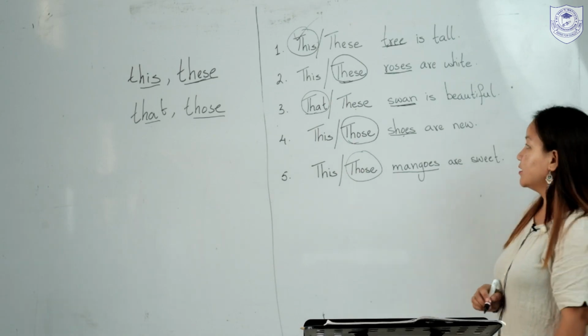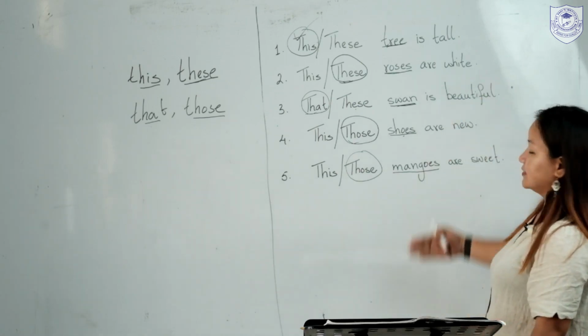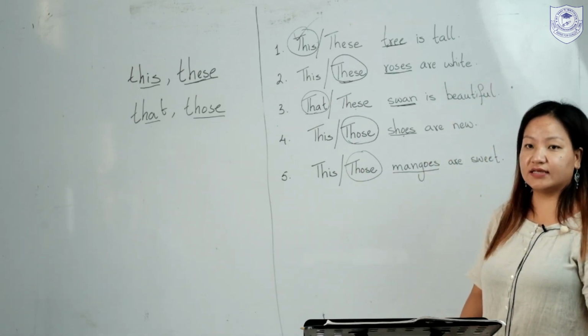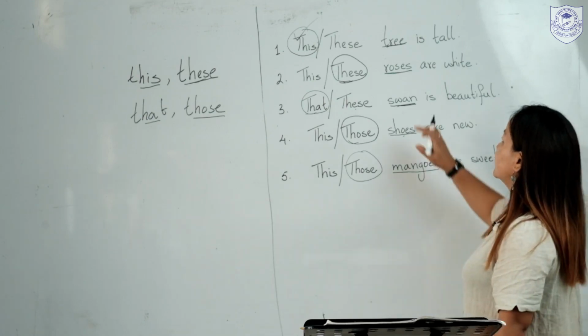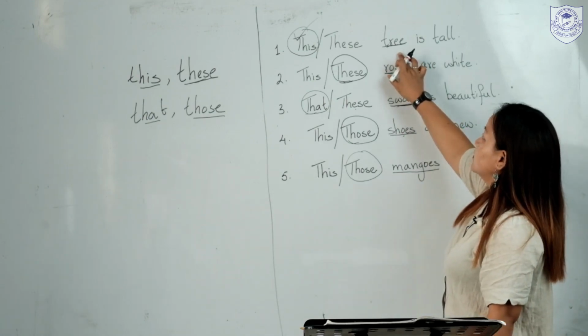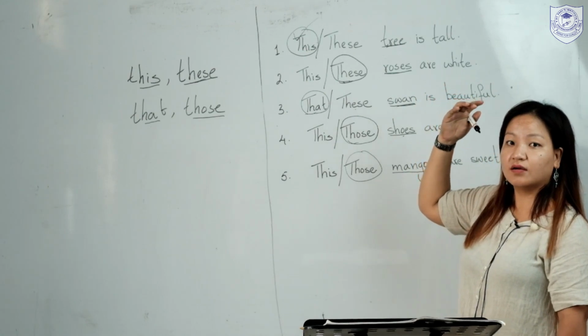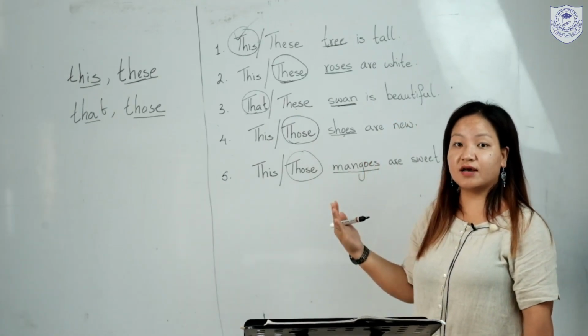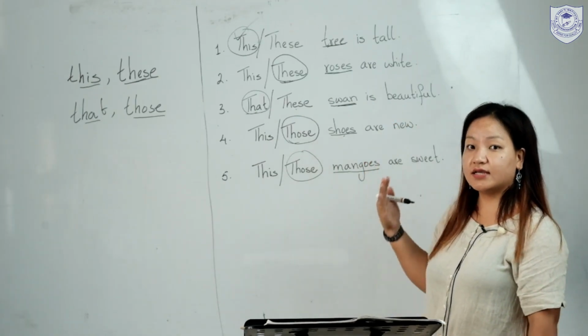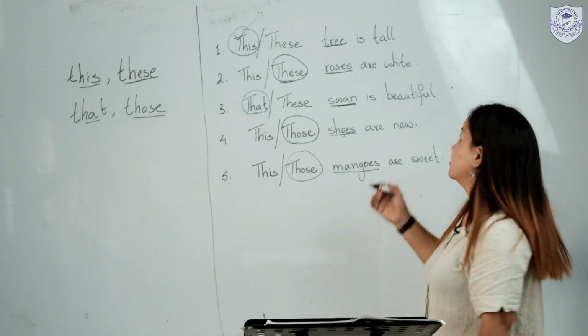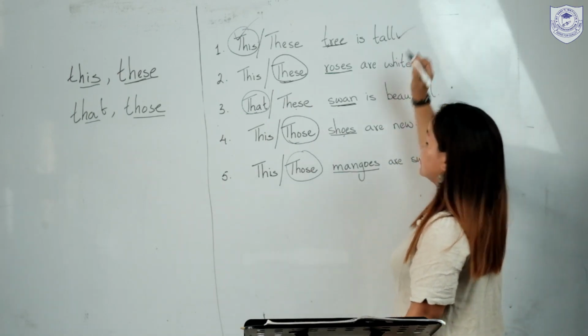Okay? And then here the adjective. What are the adjectives here? What does it say? That this tree is? How does it describe the noun tree? It says that the tree is tall. So this tall is called the adjective.